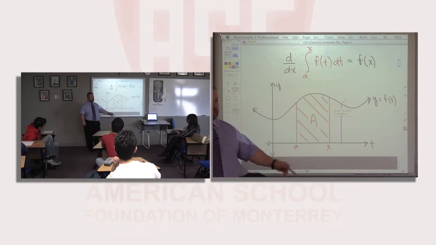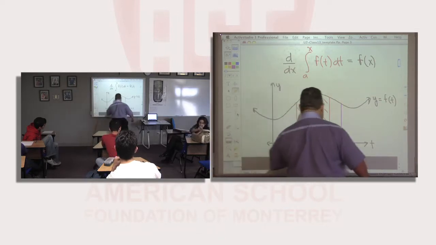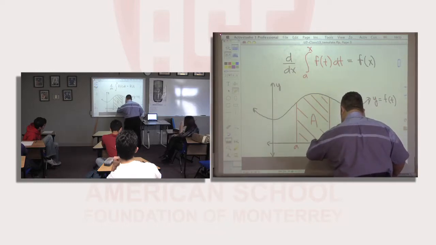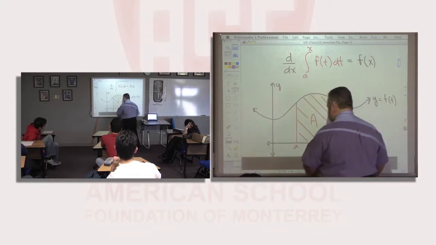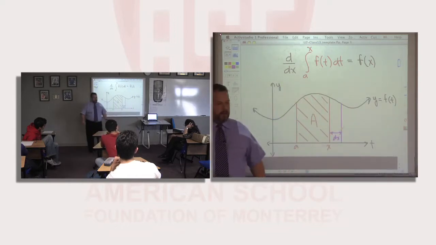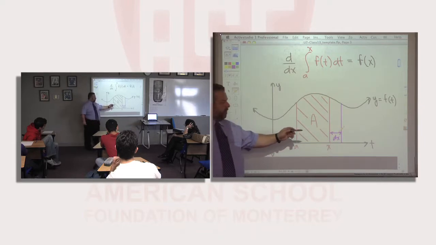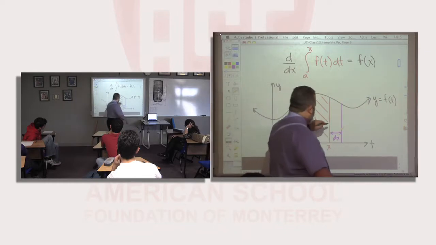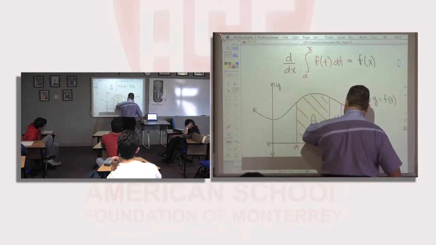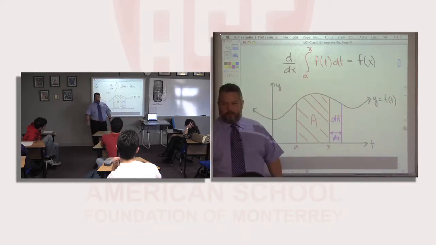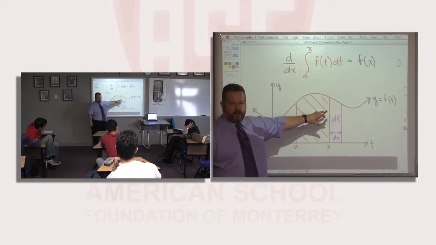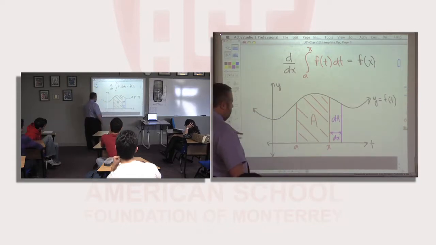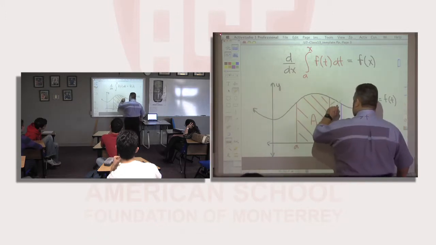What do I call that small change in x? Dx. So this distance is dx. Agreed? And what I'm asking is, a small change in x produces how big of a change in area? So that's dA. Agreed? Where dA is the area of this little piece. Okay, dA is this area.